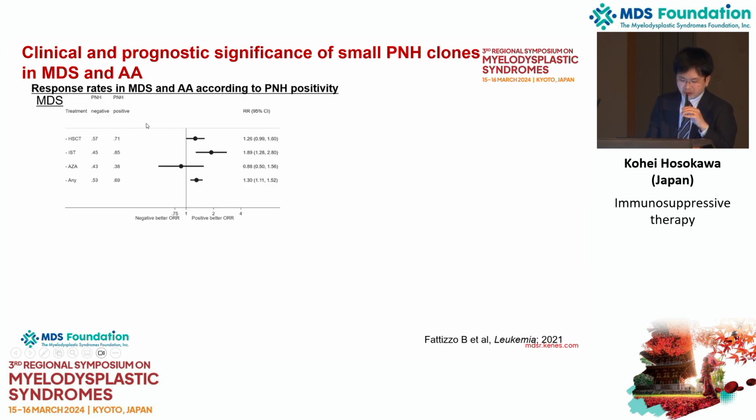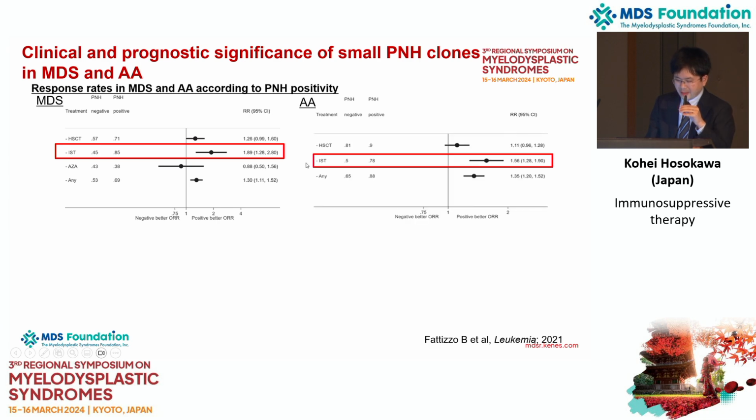If you see the response rate in MDS and AA according to the PNH clone positivity, the patients with a PNH clone had a higher response rate compared to the PNH clone negative patients. This is also true for the aplastic anemia patients. The PNH positive patients have a higher response rate to IST.